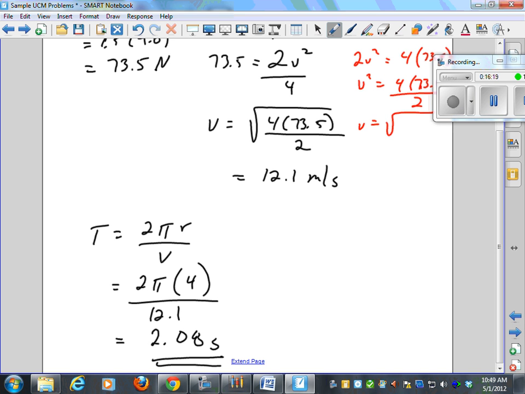You get hit with a 2 kilogram mass traveling 12 meters per second, that's going to smart. It'll leave a mark.